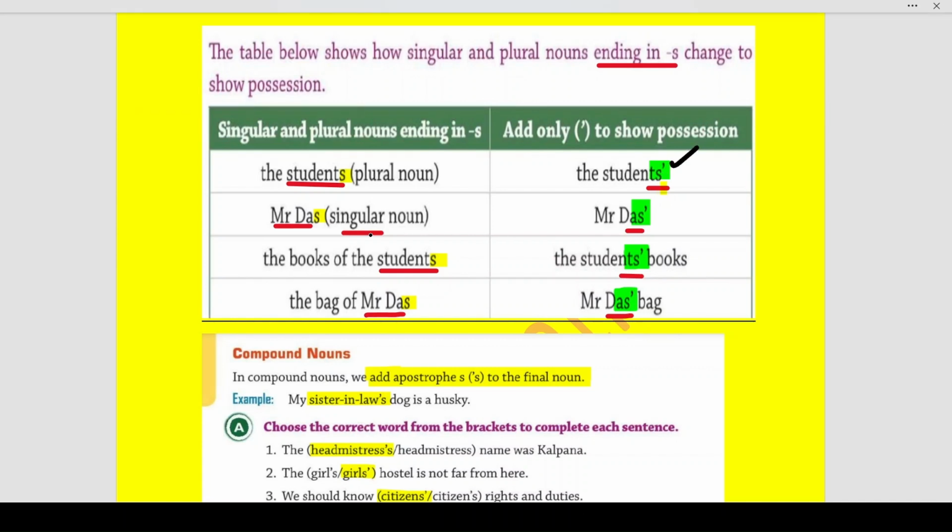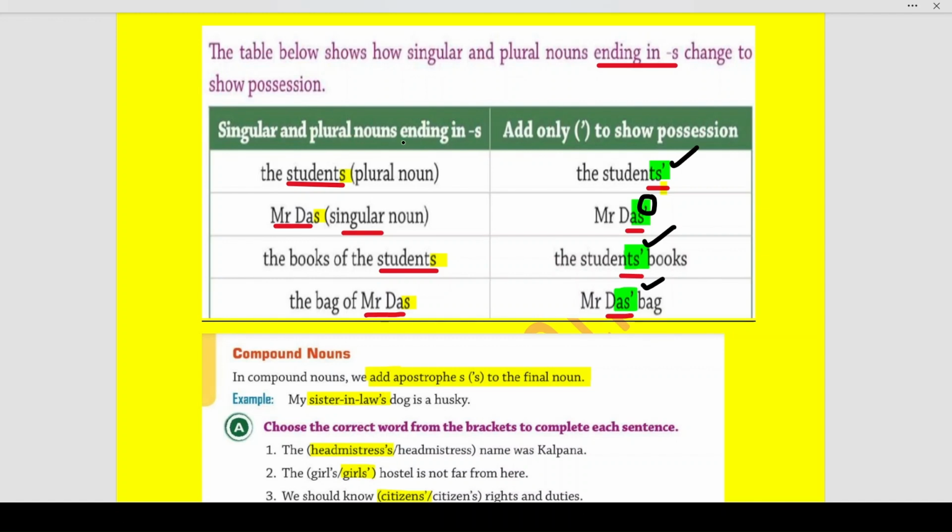Okay. Now Mr. Das, a singular noun, becomes Mr. Das'. Can you see how the apostrophe is being added over here? It is being added after the S. The books of the students, after the S, apostrophe. The bag of Mr. Das, Mr. Das' bag. We add the apostrophe after the noun which is ending in S.